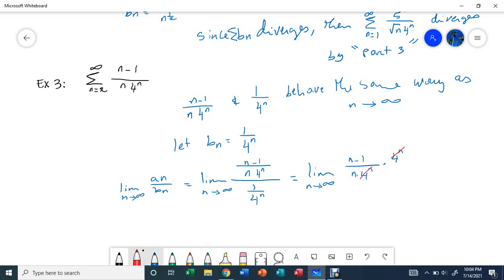And I end up with the limit as n goes to infinity of n minus 1 over n, which is the same thing as the limit of n over n, which is just 1. And 1 is greater than 0. So let's find out whether b_n converges or diverges.